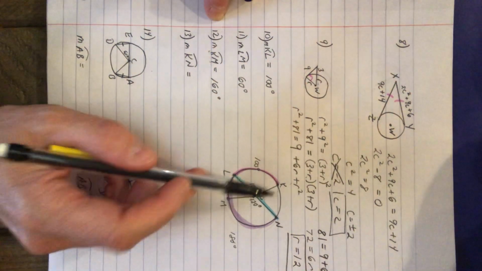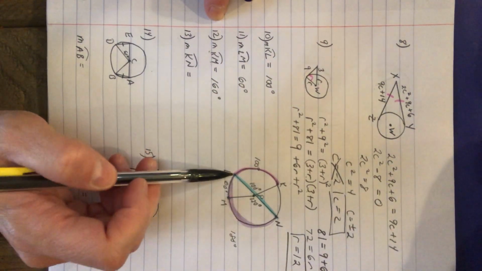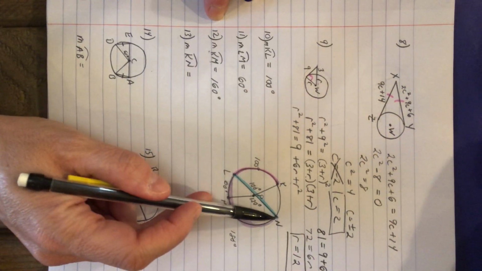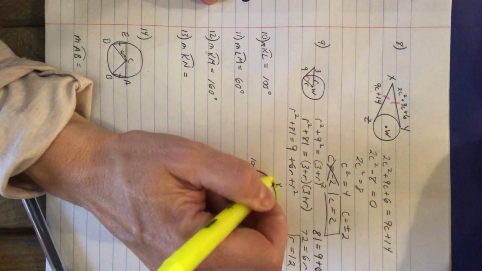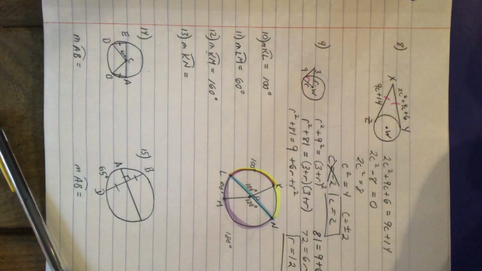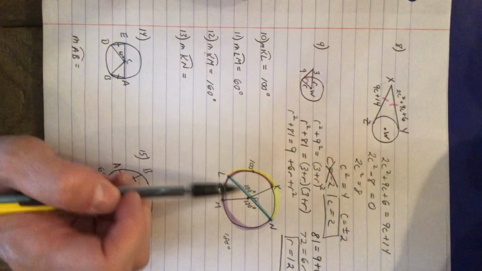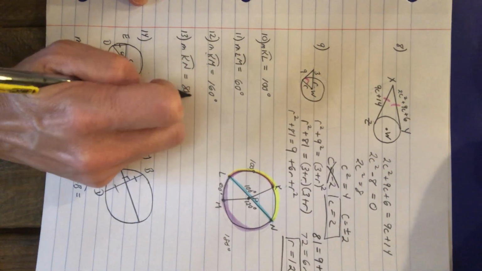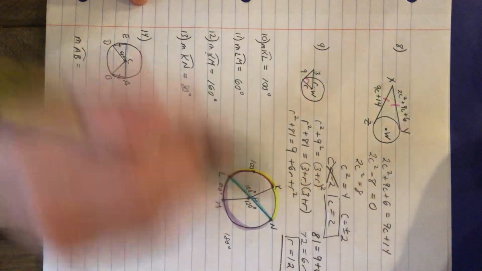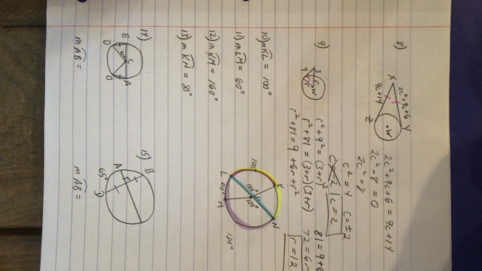Now the last thing that we're looking at is KN. Again, LN is a diameter. So therefore I know that this is a semicircle too. So if I'm looking at KN, I have 100 here. KN would have to equal 80. So that would be a semicircle of 180 degrees.